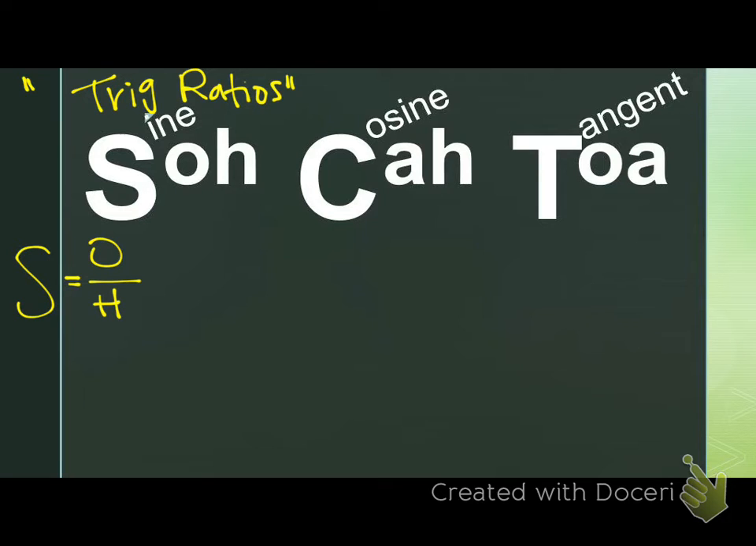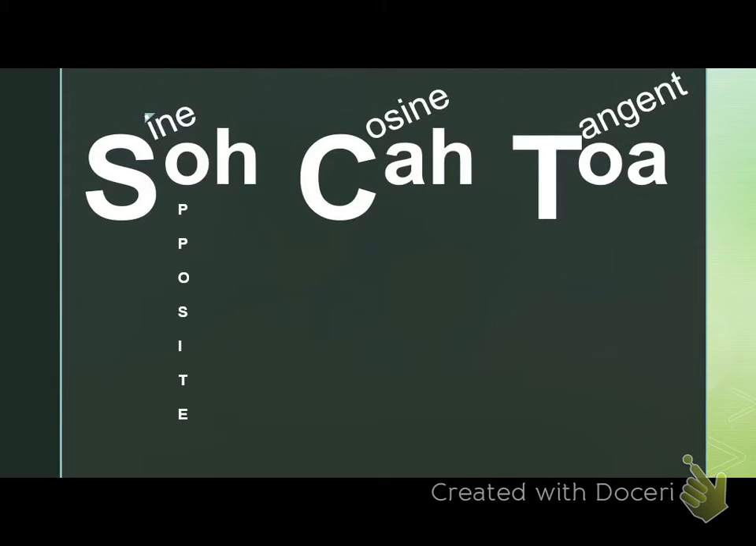What I want you to do is write in each letter that OH, AH, and OA stand for. We're going to start with sine. Sine is the opposite, so you're going to write in opposite. So sine is the opposite over, what is h? Think of right triangles. What's an important h word in a right triangle? Hypotenuse. Good.